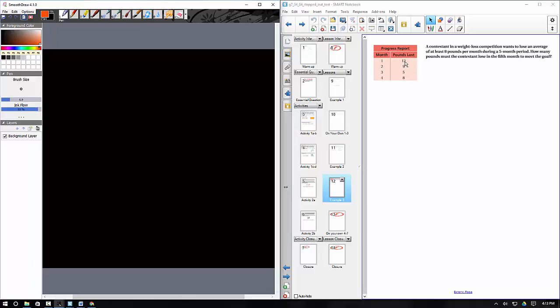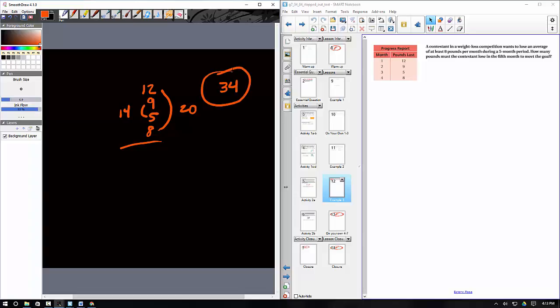And let's just really quickly figure this out. If I have 12, I want to add all these up. So I have 12 plus 9 plus 5 plus 8. And when I do this, if I just take these two here, I get 20. And then these two here, I get 14. So far, this contestant has lost a total of 34 pounds, which is great.